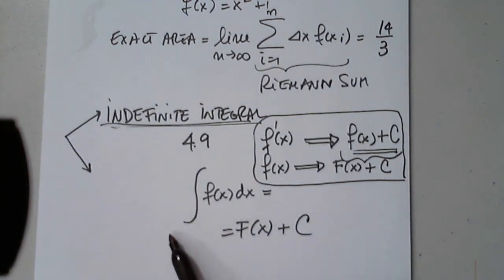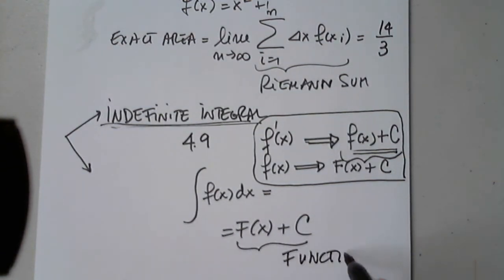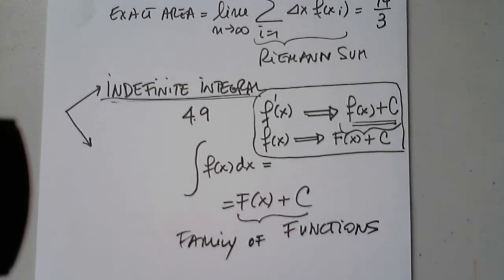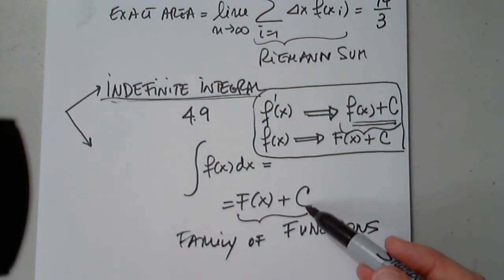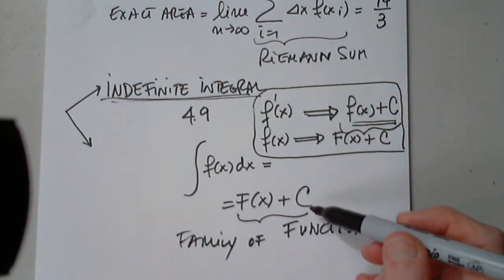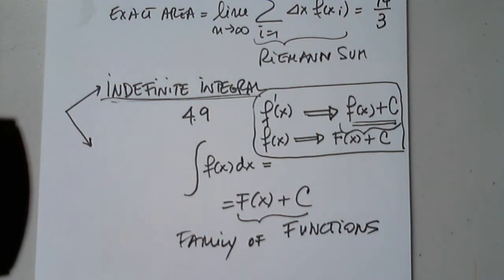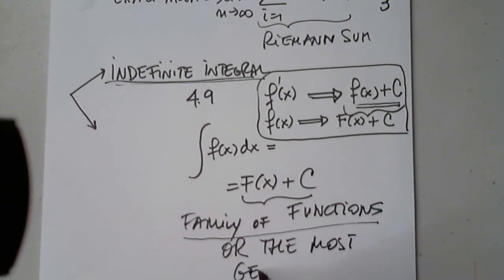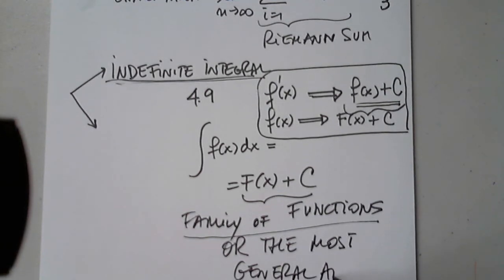It's the sum base times height plus base times height plus base times height, but in the form of a function, or I would say a family of functions. Why is it a family of functions? Because if c is 5, I have one function. If c is negative 3.2, I have another function. If c is 0, I have another function. And I can go on forever. So that's why this is a family of functions, or the most general antiderivative.